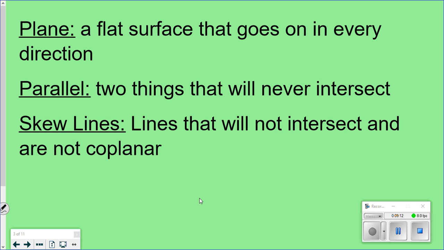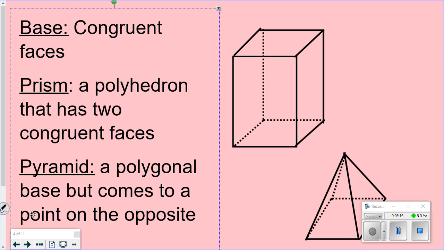The next thing I want you to write is the word base. That's all I want you to write out. Just base. Congruent base.